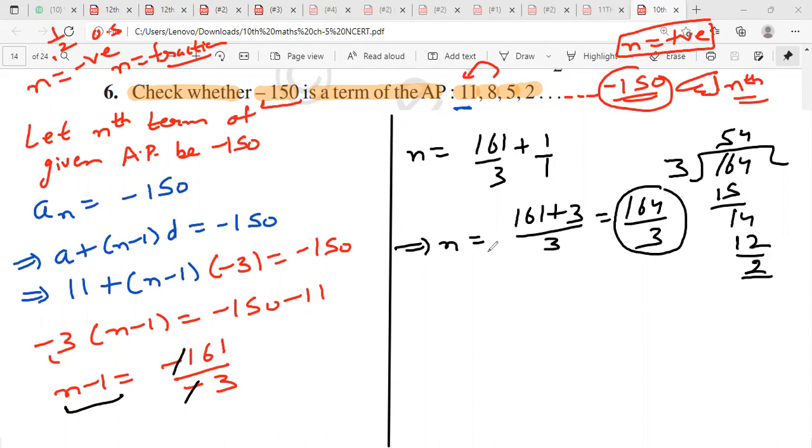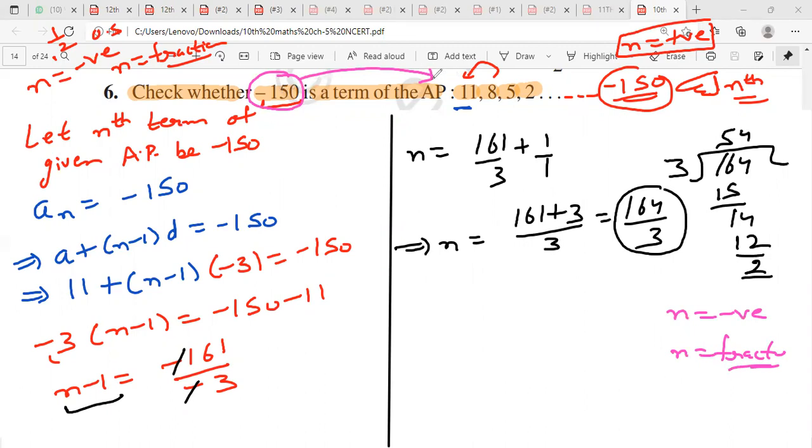तो आपकी जो n की वैल्यू फ्रैक्शन में आई है, और मैंने क्या कहा, अगर आपकी n की वैल्यू नेगेटिव आती है या फ्रैक्शन में आती है, इट मीन्स दिस गिवन टर्म जो आपको चेक करना है, कांट बी द टर्म ऑफ दिस AP. दिस गिवन वैल्यू कांट बी द टर्म ऑफ दिस AP.